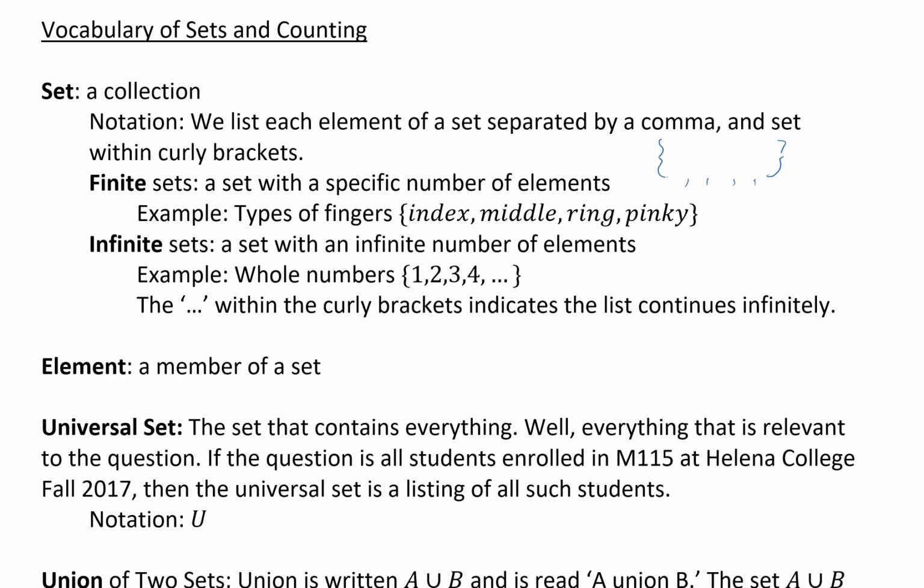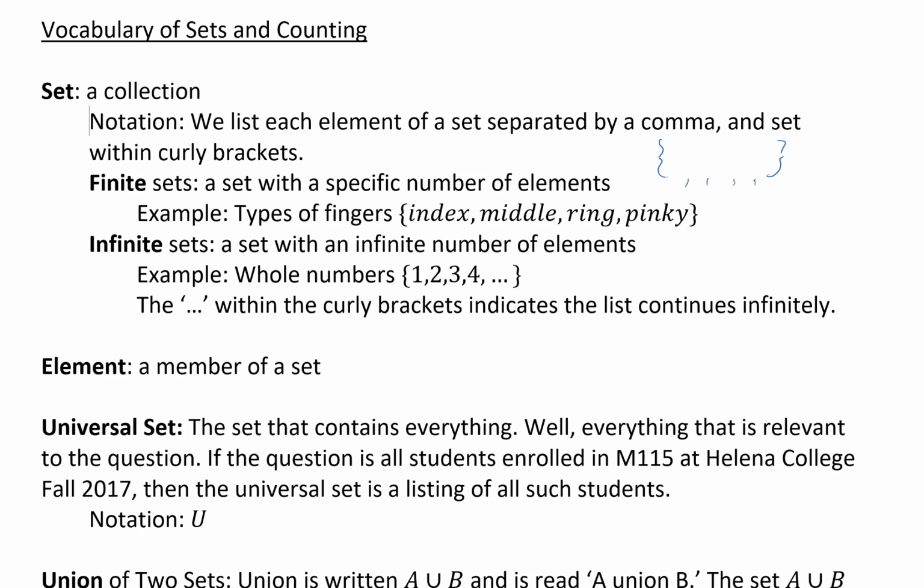Now there are two types of sets, a finite set and an infinite set. A finite set has a specific number of elements. One example I have here is the types of fingers. You have an index finger, a middle finger, a ring finger, and a pinky. We could also have a finite set such as the types of cars you own.